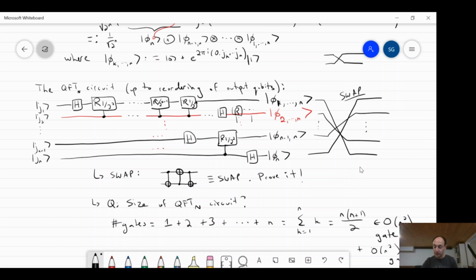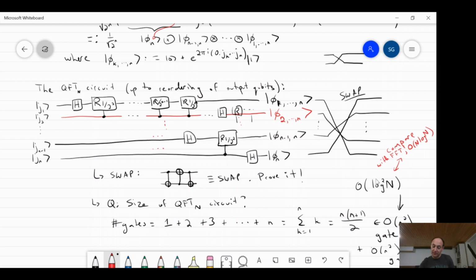So what is this runtime? This is really just order log of capital N, all squared. So as I promised, it's polylog of the dimension. And now we need to compare this with the FFT, which requires order N log N. So the QFT requires log squared N, while this one requires N log N, so it's exponentially bigger.